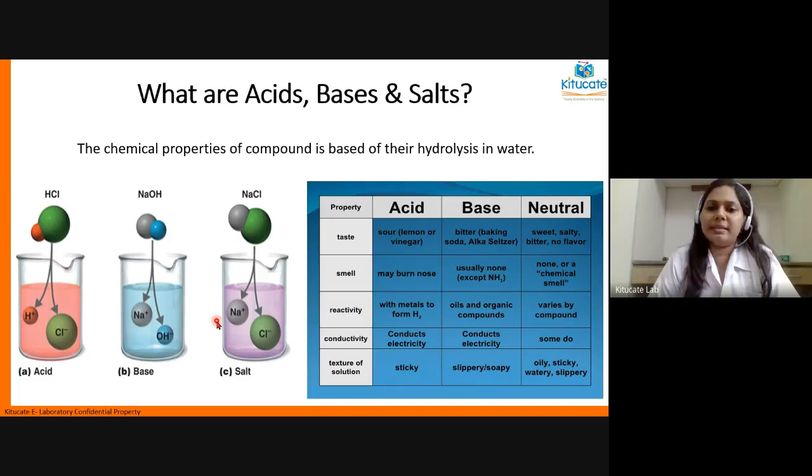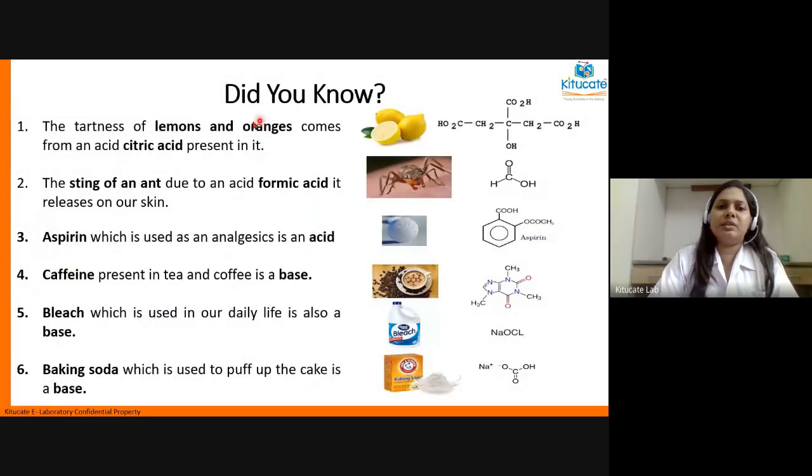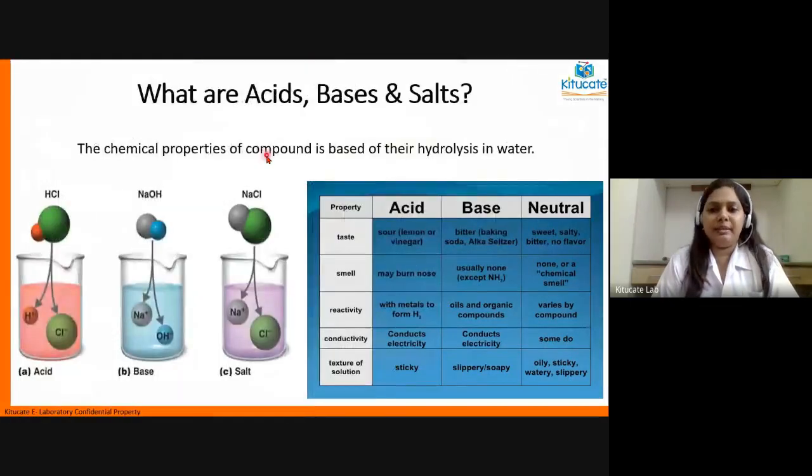Now, acids, from the previous slide you would see that lemons and oranges are sour in taste. So acids have a property that they are sour. Vinegar that we use in our kitchen is sour in taste. So the first property of acids is that they are sour in taste. And on the contrary, bases are bitter in taste. Let's not go to the third category right now. Let's first see what is acid and base. So taste-wise, acid is sour, base is bitter.